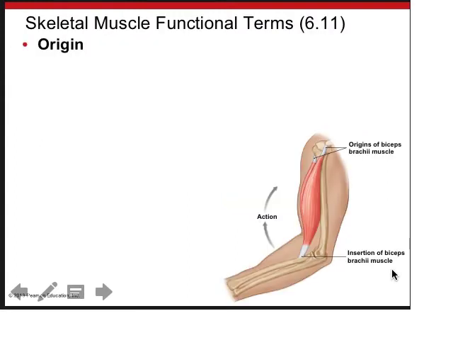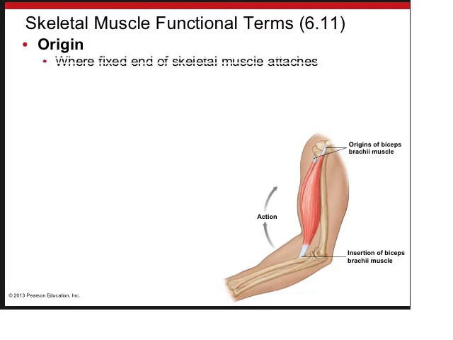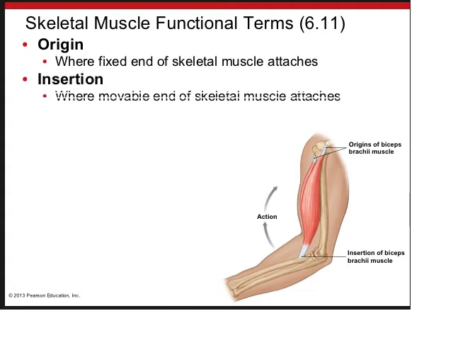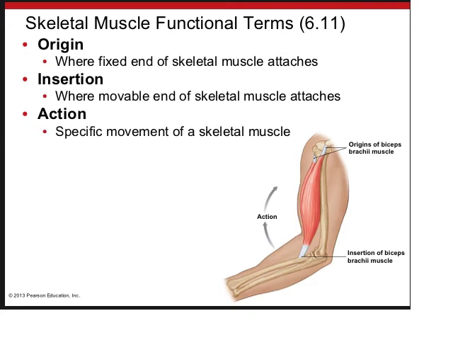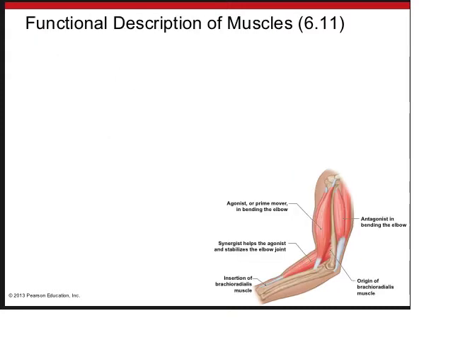When we refer to muscle activity, gross muscle activity, we have to familiarize ourselves with three components of the muscle as a descriptor: the origin, the insertion, and the action. The origin is defined where the fixed end of the skeletal muscle attaches. The insertion is where the movable end of the skeletal muscle attaches, and the action is the specific movement of that particular skeletal muscle.